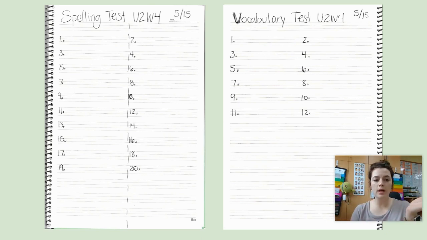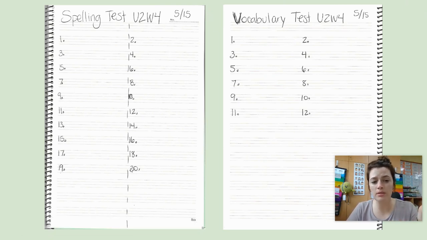Okay, the best way to do this is fold your paper in half so you have a line down the middle. You can see on the spelling test, I made a dotted line, and on the vocabulary test, I didn't. You can make the line, you don't have to make the line, but your paper needs to be numbered where 1 and 2 are next to each other, and it needs to be nice and neat so that I can read it.